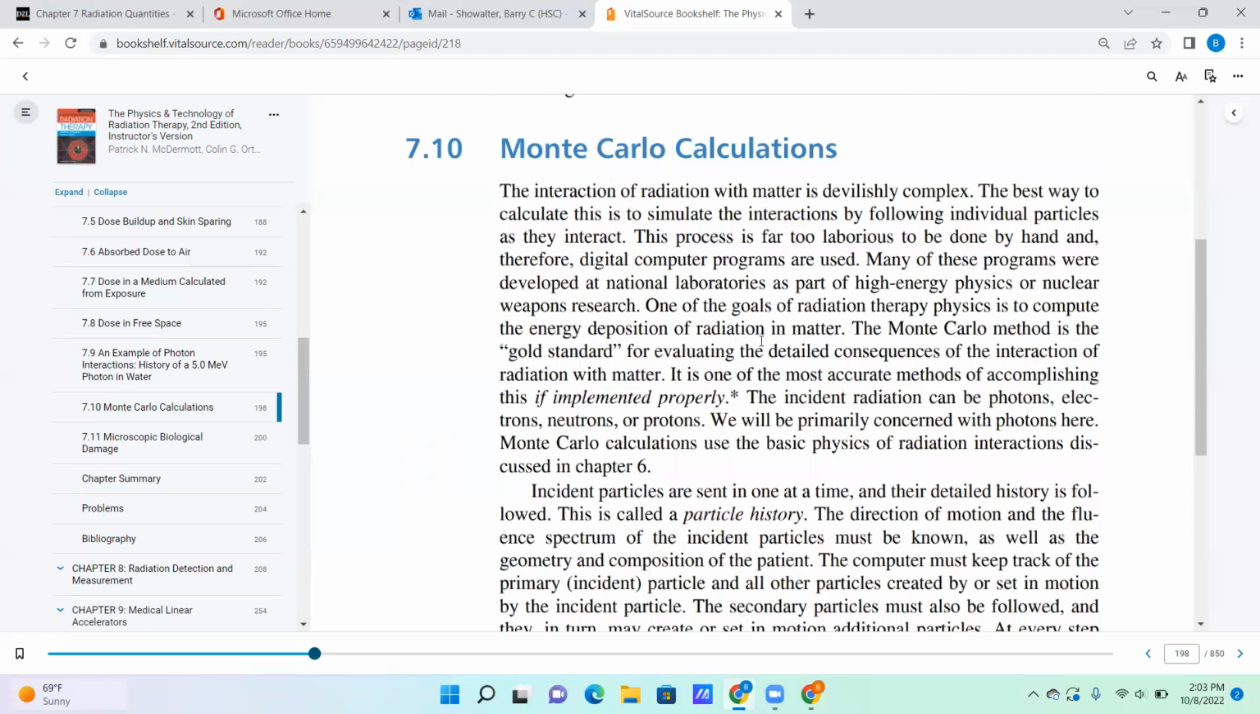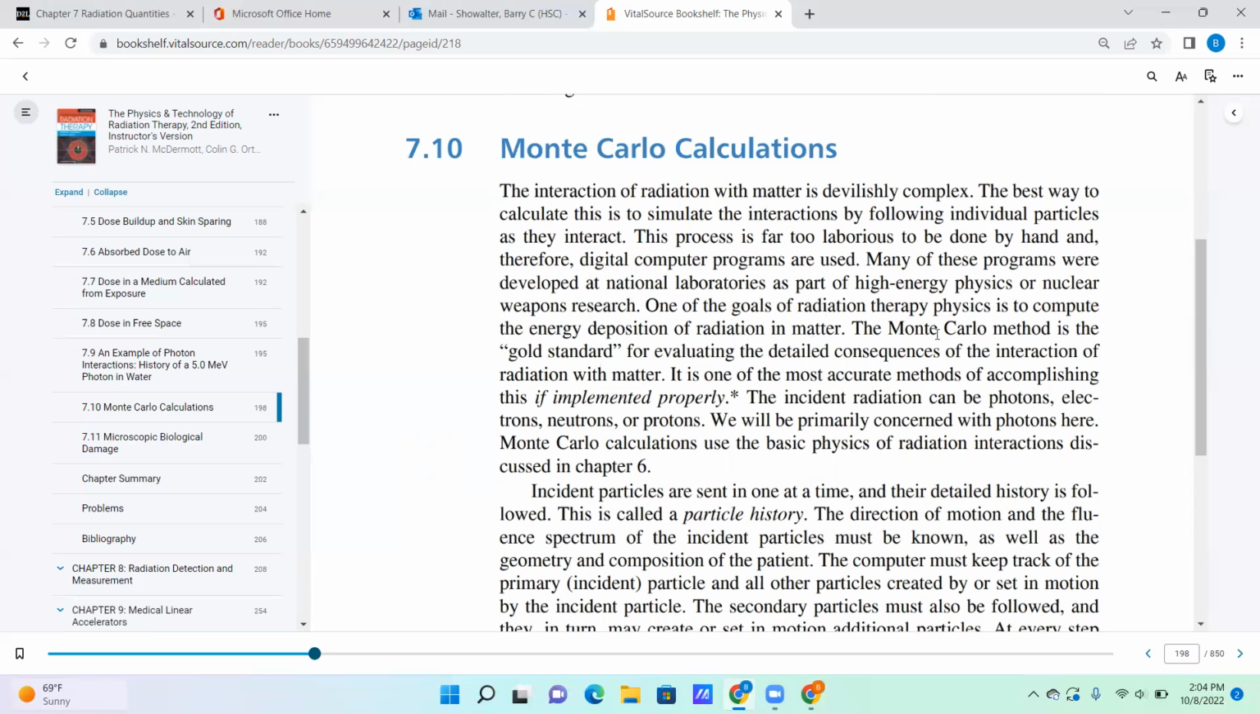Now, Monte Carlo calculations. The interaction of radiation with matter is complex. The best way to calculate this is to simulate the interactions by following individual particles as they interact. It's pretty laborious. You need a computer. Many of the programs were developed at national laboratories as part of high energy physics or nuclear weapons research.